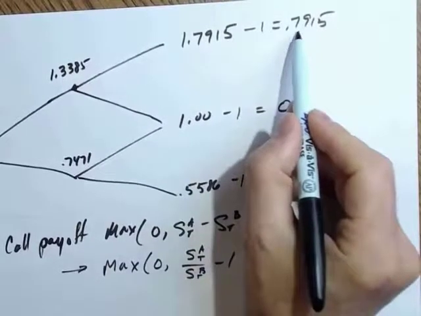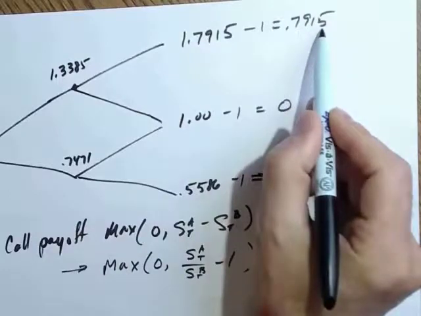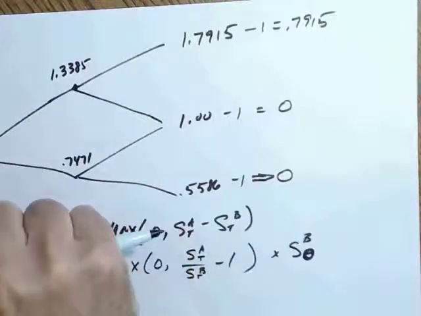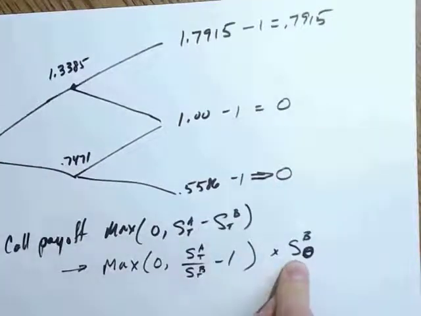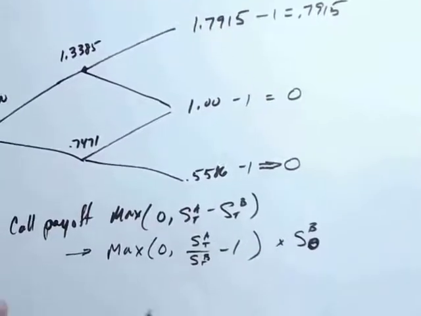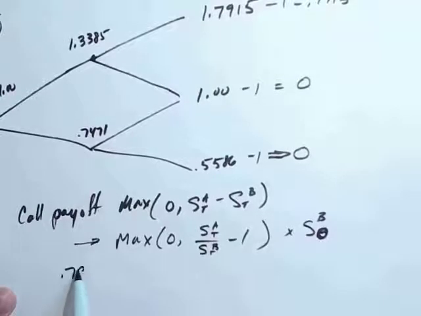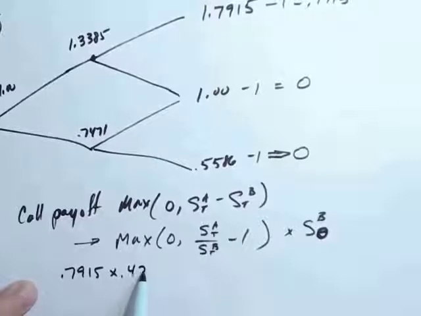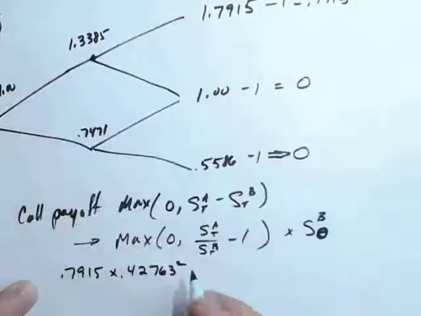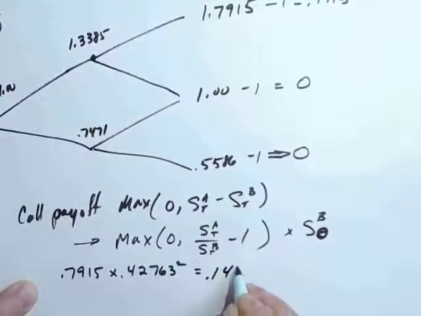So all we have to do is adjust this for probabilities, right? Discount it back, but there's no discounting because there's no risk-free rate, and then multiply it by the stock price of B at the beginning, and we have an estimate of the option price. So this is what we're going to do. We're going to take that 0.7915, multiply it out by the probabilities, which is about 42%, 43% for 2 periods, so it's squared, and we come up to 0.1447.